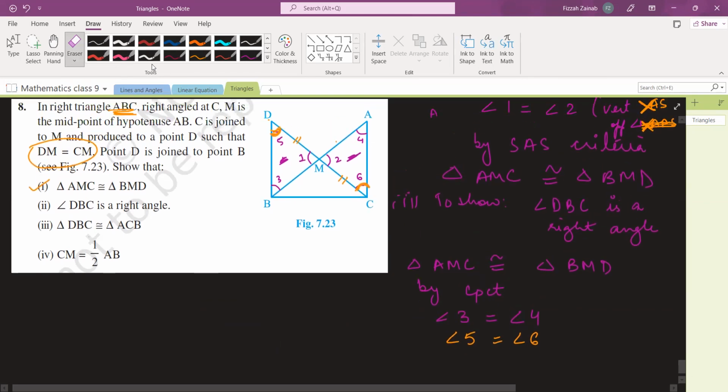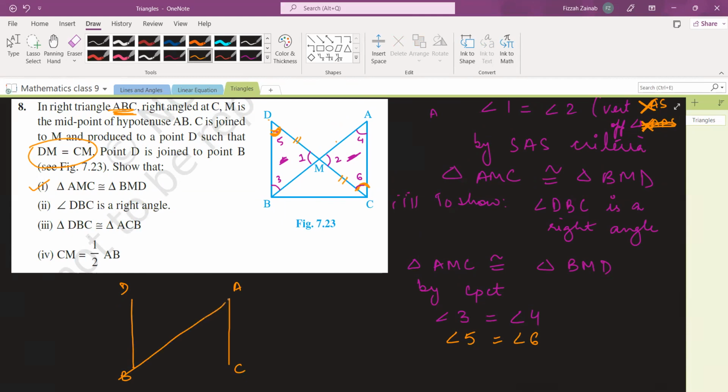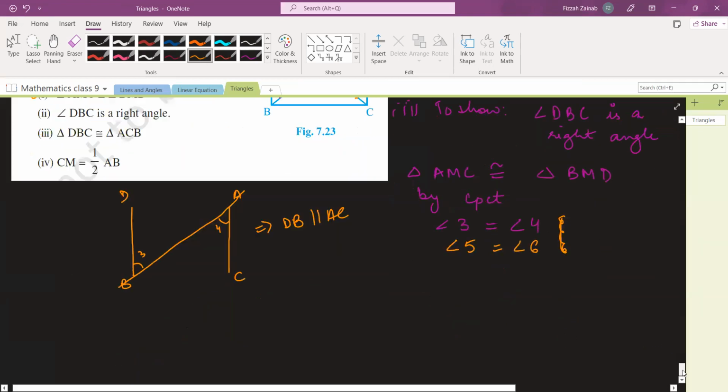If I just scroll it a little bit. Now see it like this. This is one line, right? And this is another line. This is your line, let's say DB, and this is your line AC. Is this clear? And let's say this is a transversal, right? Now, I've already shown that this angle is equal to this angle, 3 and 4, right? So if angle 3 is already equal to angle 4, it means that the line DB is parallel to AC. Is this understood? Please respond yes or no. Yes, ma'am.